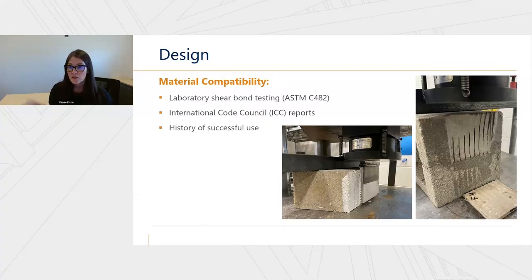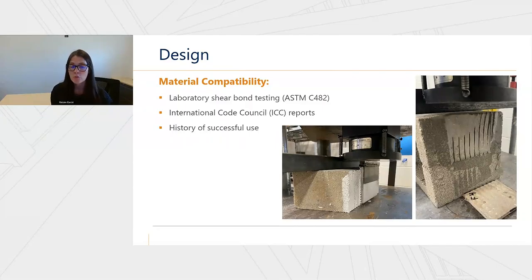So once we have selected our facing material, we also need to evaluate and confirm that there's sufficient bond between the facing material and our backup. One way to do this is through laboratory testing. So ASTM C482 is the laboratory shear bond testing. And with this test, essentially you take your facing material, then you use your adhesive bonding material, whether that's a polymer modified mortar type S.